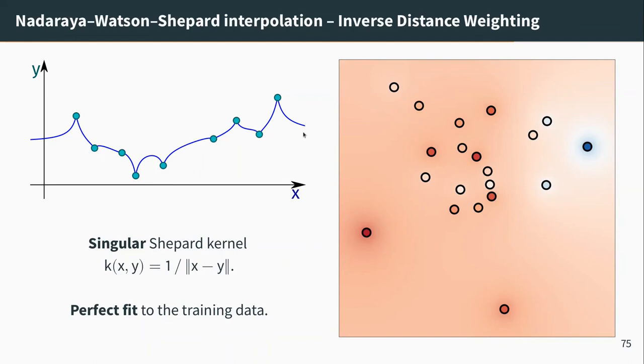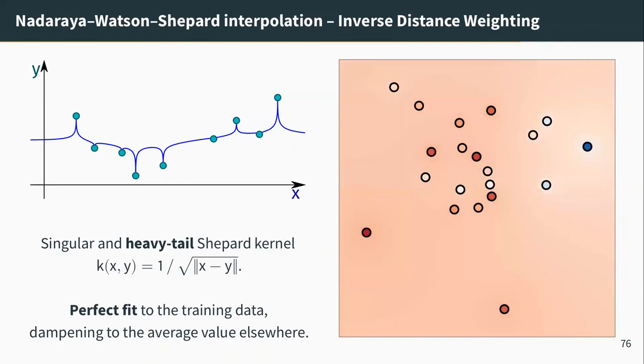So maybe instead of this perfect fit, you say, I want something even more dampened. So instead of using 1/(distance), you use 1/√(distance). Because 1/√(distance) has a much heavier tail, if you remember your lessons from high school about the elementary functions. And so this is what you can do. A Shepard interpolation with a very singular and heavy tail kernel gets you this kind of function.